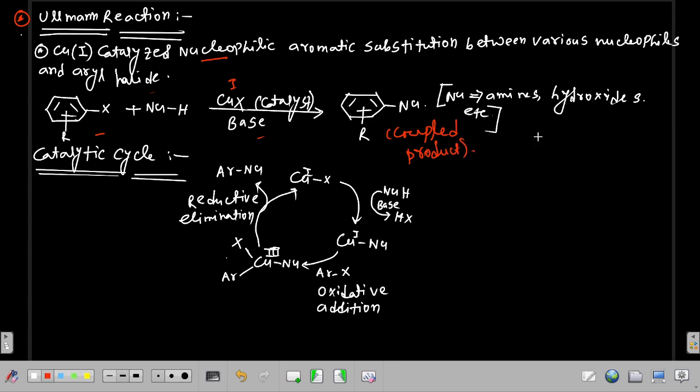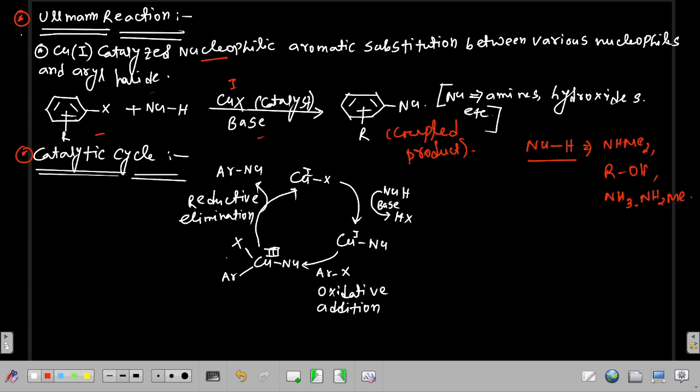In this case, the nucleophiles, that is the reagent, will be like amines, alcohols, and any amines like NHMe2, NH2Me, NH3 also, that is secondary amine, primary amine. This will be the reagent. So now we will see the catalytic cycle.